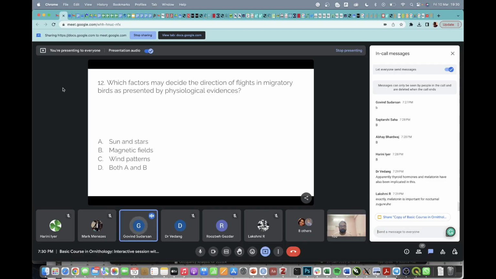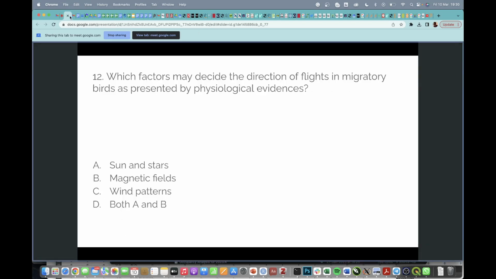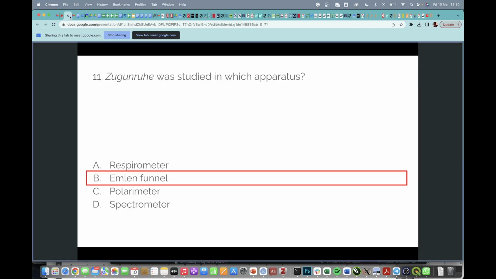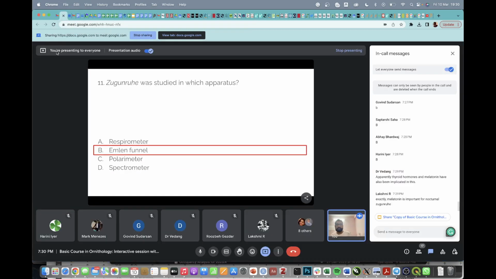Could you show the previous slide for a second? What were the options? Respirometer is something which I think Anusha might have mentioned. They study these birds, give them doubly labeled water, and use a respirometer to check the metabolism and stuff like that.